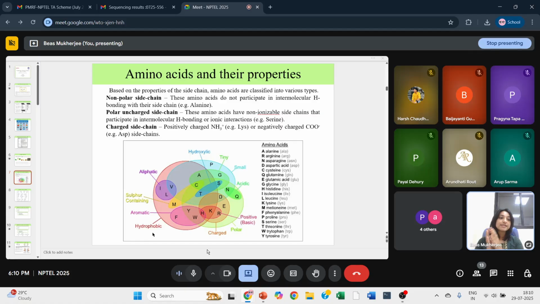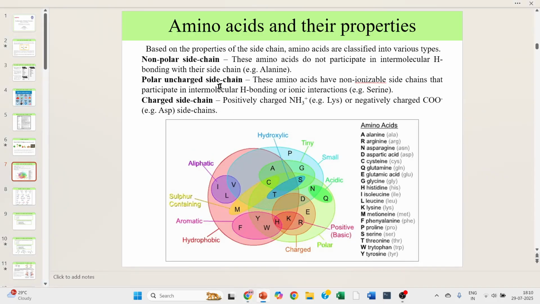Amino acids have been grouped into different categories based on their chemical nature. There can be amino acids with a non-polar side chain, for example, alanine. And there can be amino acids with a polar side chain. So, polar uncharged side chains have a non-ionizable side chain. The entire list is given here, and this visual map should be sufficient for you to understand the different categories into which amino acids are divided.